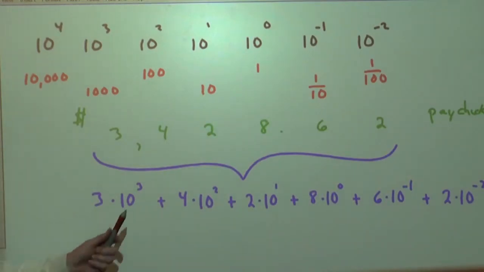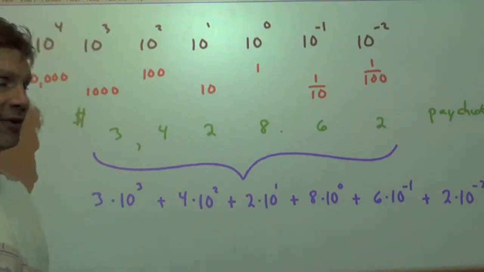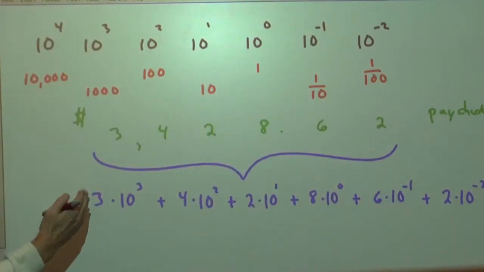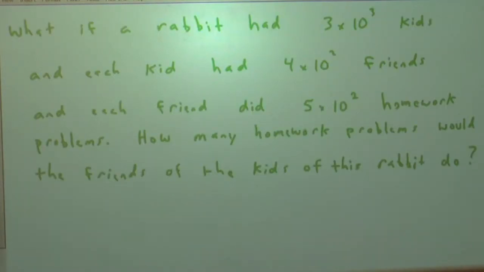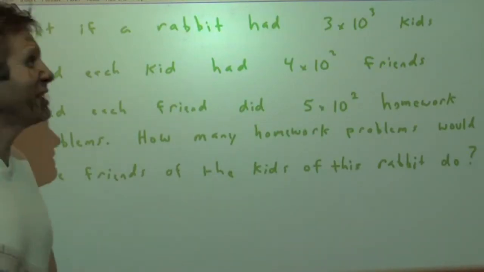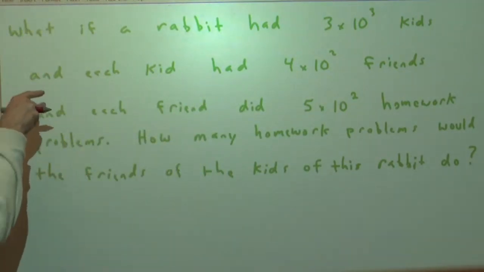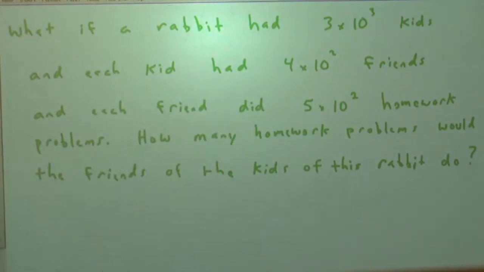But remember, if we're adding these powers together, we're not adding the exponents together to simplify. We're just saying it's this plus this plus this, and you leave it alone. Contrast that with this, though. What if we had a rabbit that had 3 times 10 to the 3rd kids? You talk about multiplying those rabbits, okay? And each kid had 4 times 10 to the 2nd friends, and each friend did 5 times 10 to the 2nd homework problems. All right, so how many homework problems would the friends of the kids of this rabbit do?